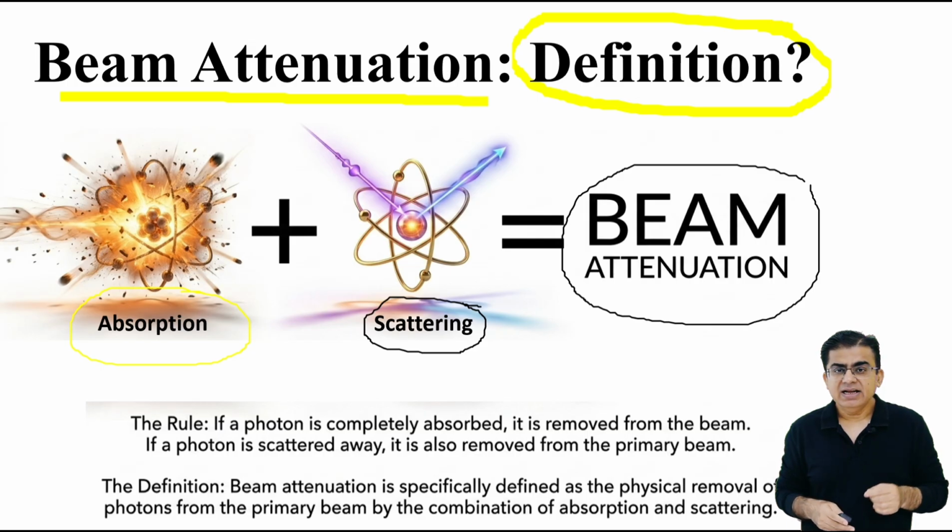Remember that the lucky photons that travel straight through are transmitted. They are neither absorbed nor scattered. That means they are not attenuated. They are transmitted. Transmission is the exact opposite of attenuation. Beam attenuation only includes the photons that are physically removed by being either absorbed or scattered. I hope you are absolutely clear about the beam attenuation.